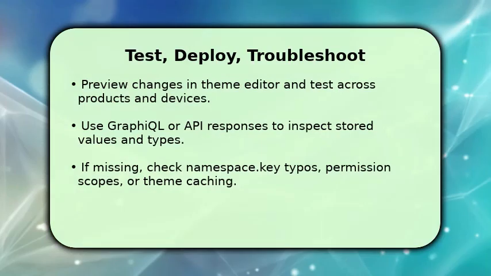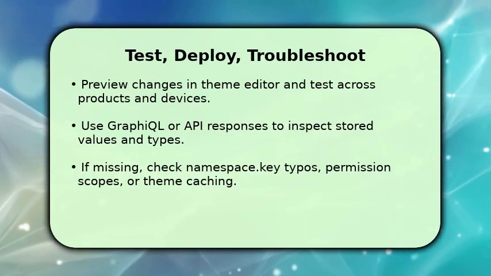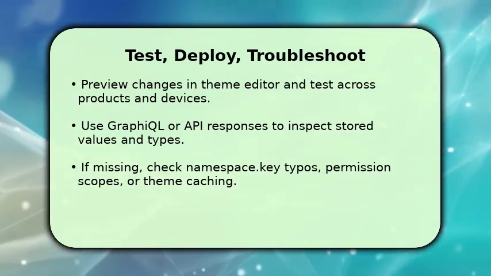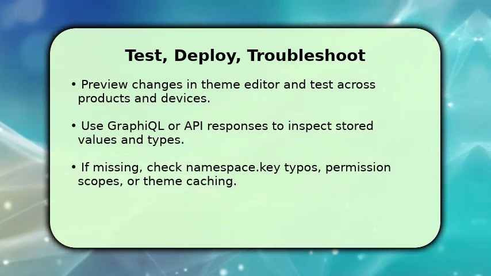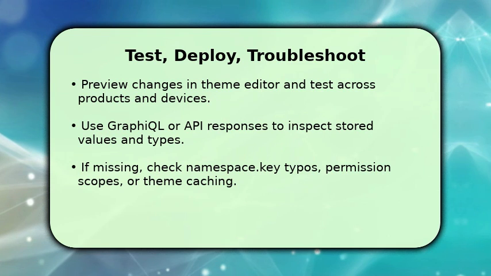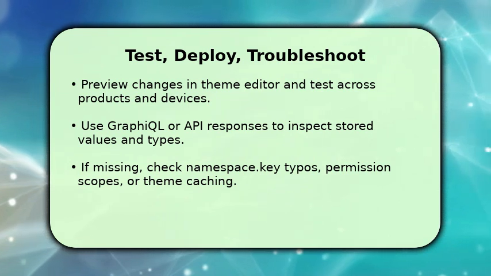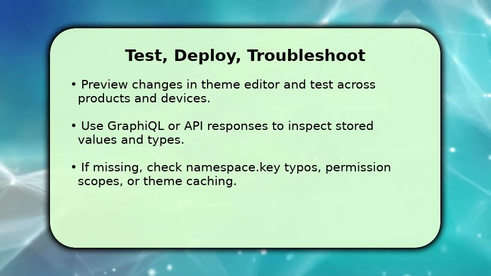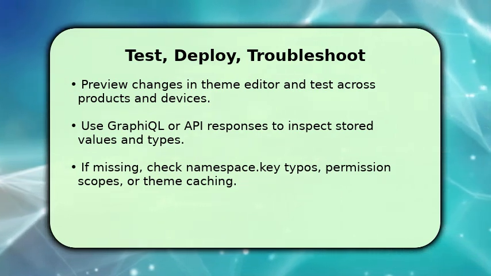Finish by testing and deploying carefully. Preview in the theme editor and check multiple products and breakpoints so content displays correctly. Make sure conditional logic guards against empty metafields. Use GraphQL or API responses to inspect raw stored values and confirm types and namespaces. When deploying, push theme changes and clear caches.